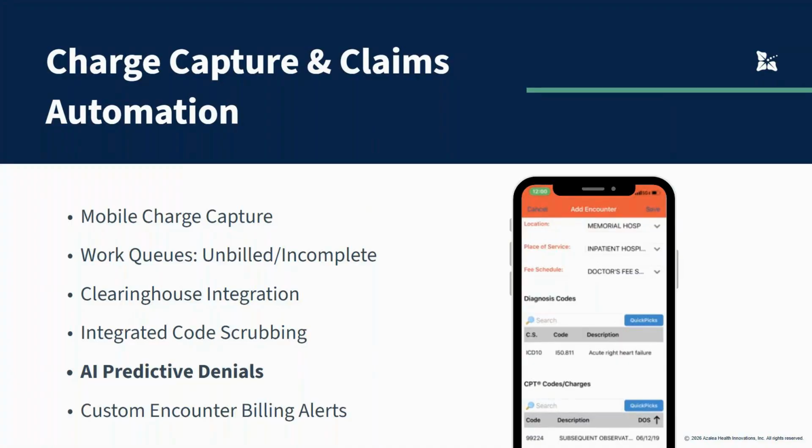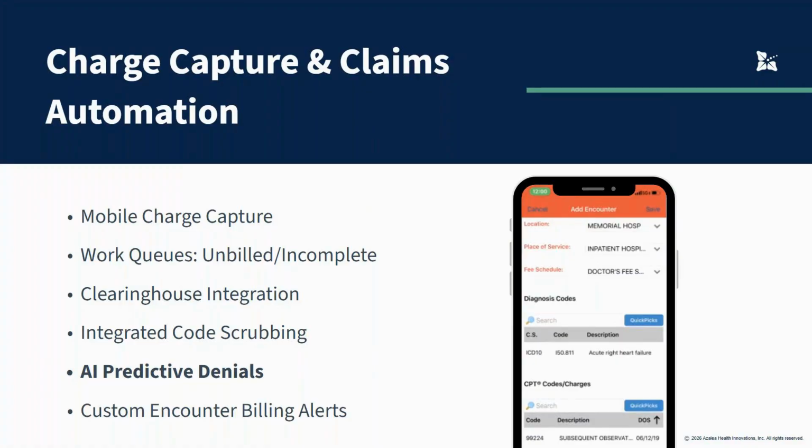And then at the clearinghouse level, a lot of them have predictive denials, and sometimes you can get that even in your billing application, where it will look at historical claim data across a huge data lake of clients of similar specialties in your area, and it could say, "Hey, based on the way you filled this claim out, there is a 15% chance it'll deny."